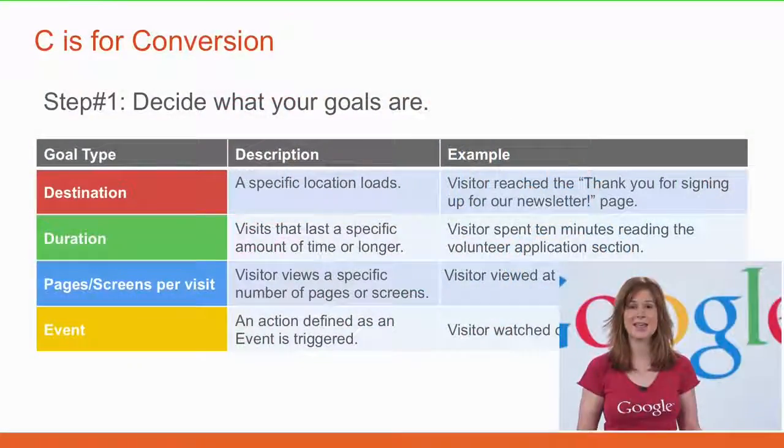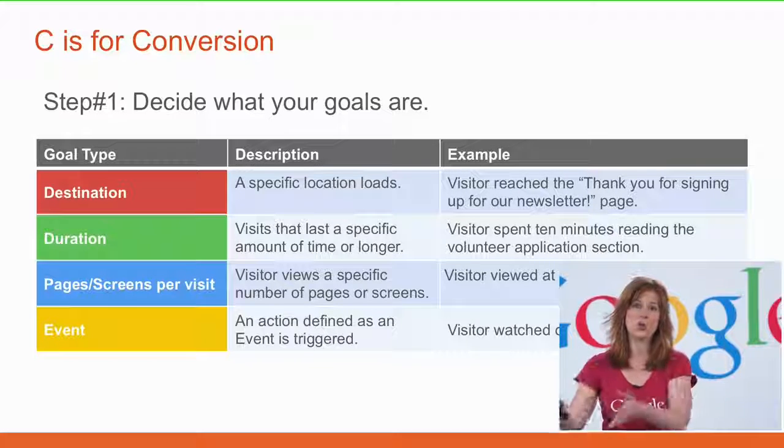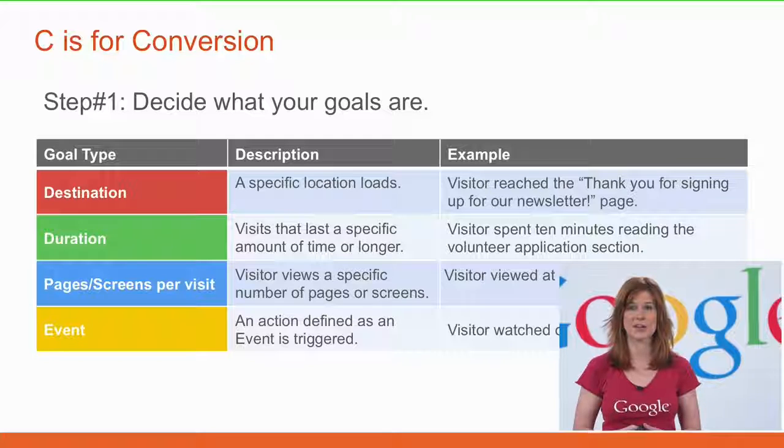The first goal type is a destination goal. Basically that means that you can track if a specific page on your website loads. Let's take an easy example. Let's say that you have that local bakery and you have a request for a quote form. You want to track if a visitor to your website has filled out the form and requested a quote. You can track if that visitor reaches the thank you for your quote request page. So that's one way that you can track that process from the beginning all the way to the end and see if your site is working.